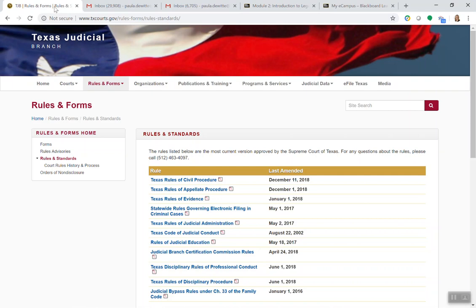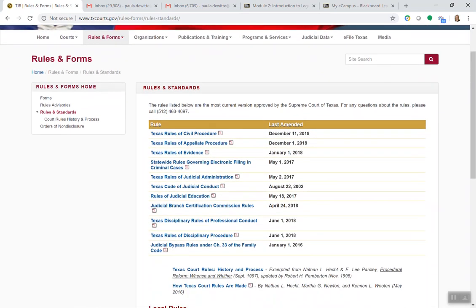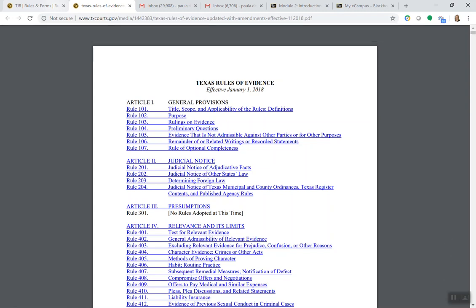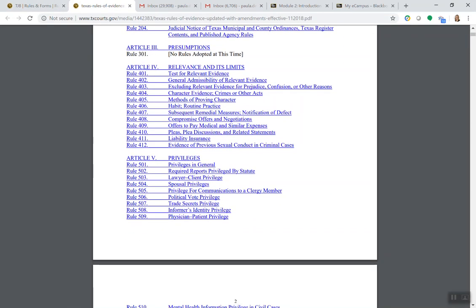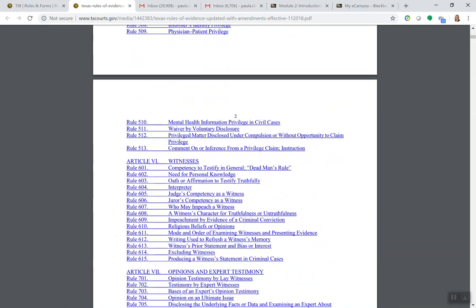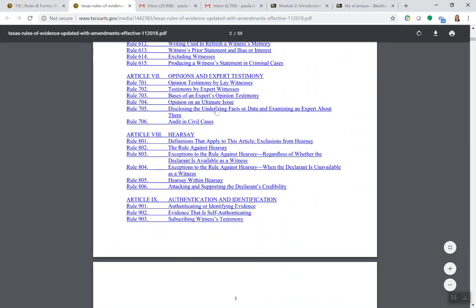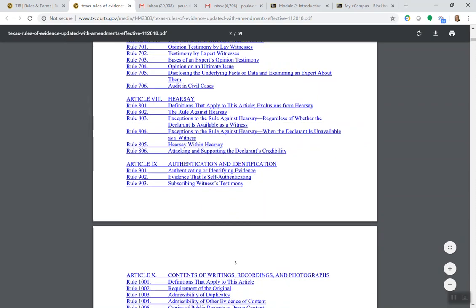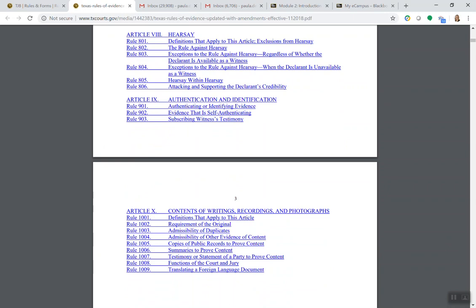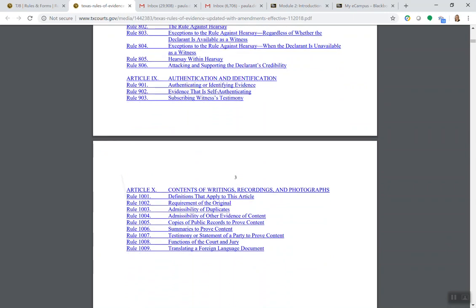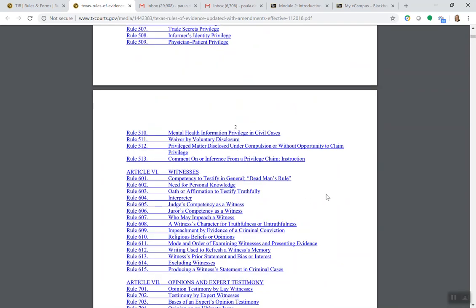And if you go to the state court here, you'll find the rules of civil procedure, the appellate procedure, that's a review procedure, rules of evidence, statewide rules on electronic filings, etc., etc., etc. Let's look at a few things. So, first of all, you'll notice this was just updated January 1st of 2018. So they keep these updated, and it's evidence, how you can have privileges, attorney-client privilege and the like, witnesses, opinions, hearsay, definitions that apply to this, exclusions, the rule against hearsay, authentication and identifying, which is not authentication and identification in our electronic sense.